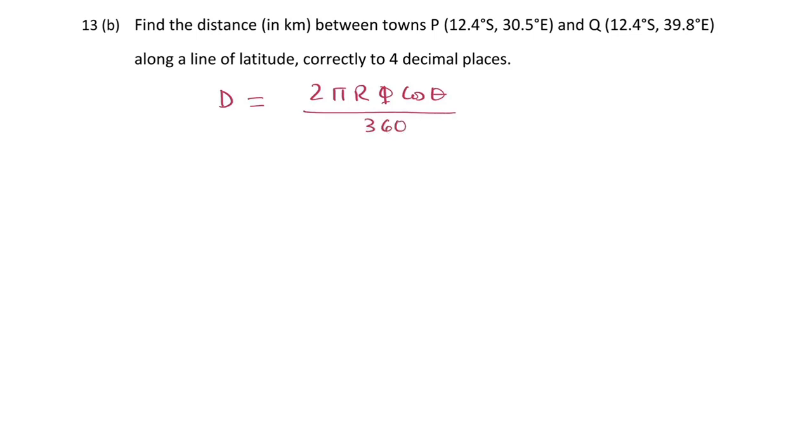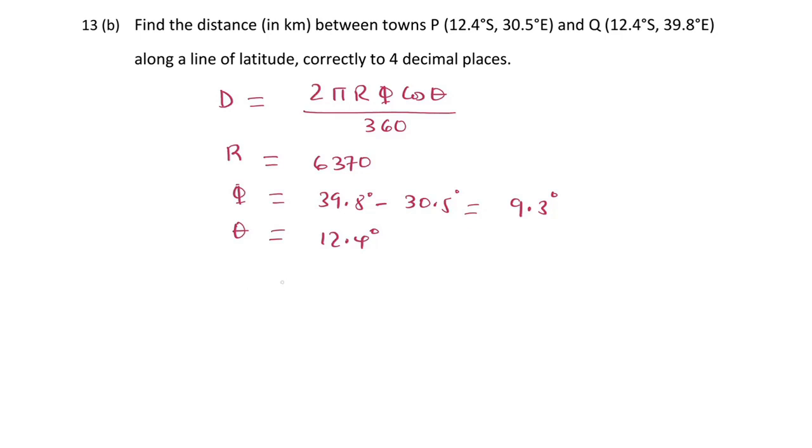360, of which r is the radius of the Earth, which we know is 6,370 kilometers. Psi is the difference in longitudes, and we've been given longitudes there. We have 39.8 degrees. Then we are going to minus 30.5 degrees, of which after solving the values we are going to have 9.3 degrees. Okay, and theta is the latitude given, which is 12.4 degrees.